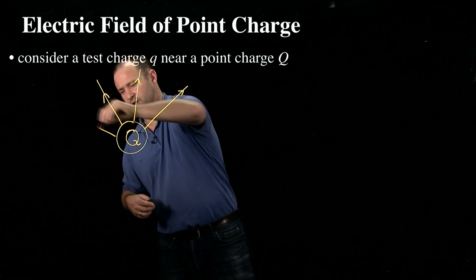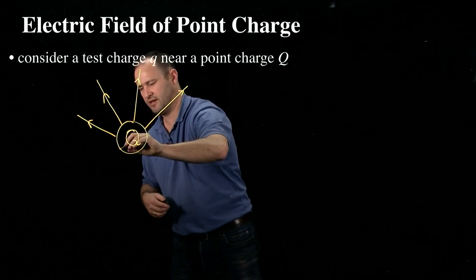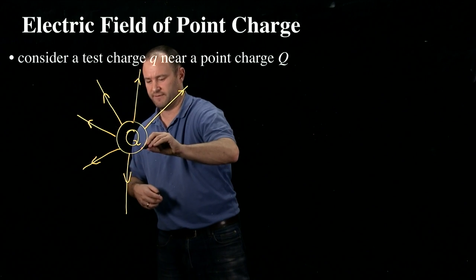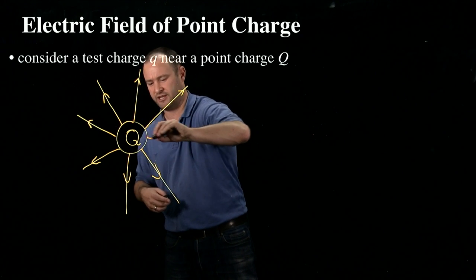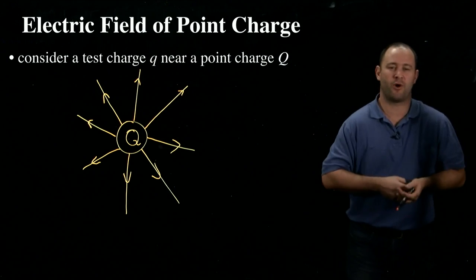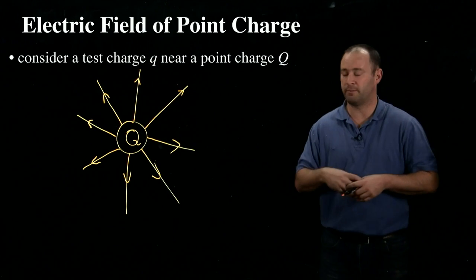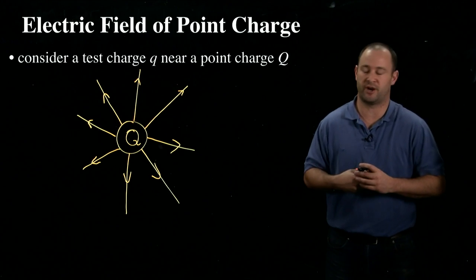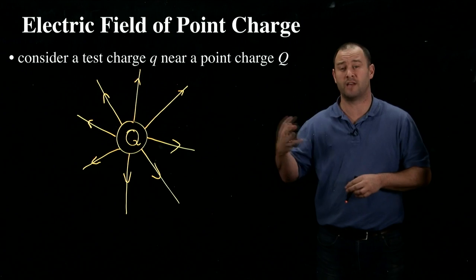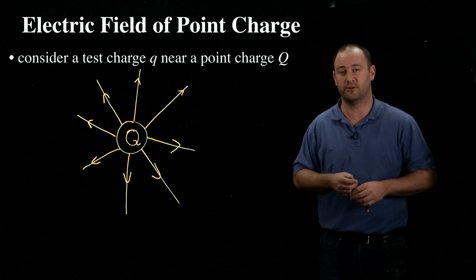And for a positive point charge, these go radially outwards. If this was a negative point charge, then they would come radially inwards. And this is basically how we draw our field lines. We're going to draw much more complicated configurations of field lines as we go through the course. But these become a very important tool to enable you to visualize what electric fields actually look like.